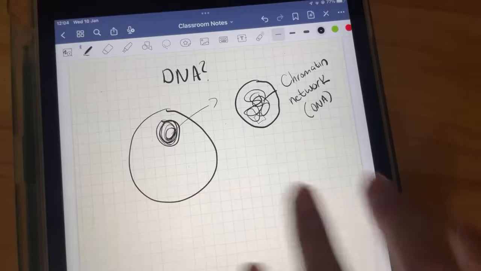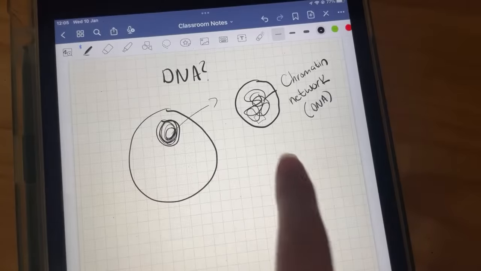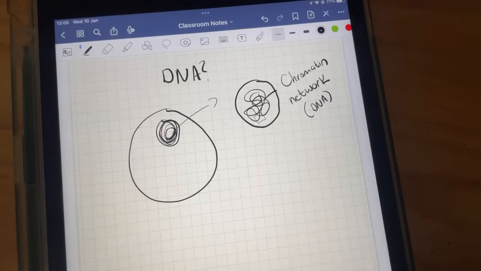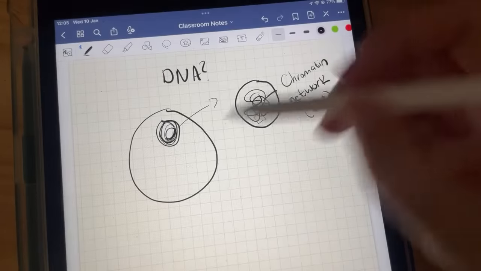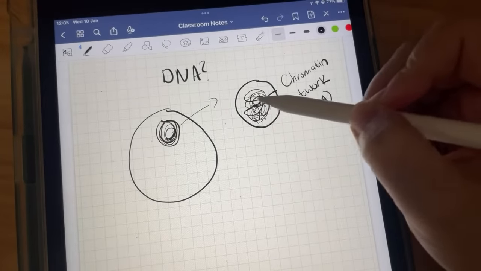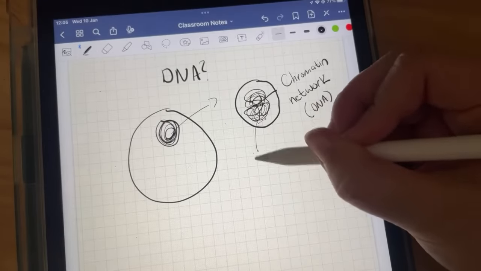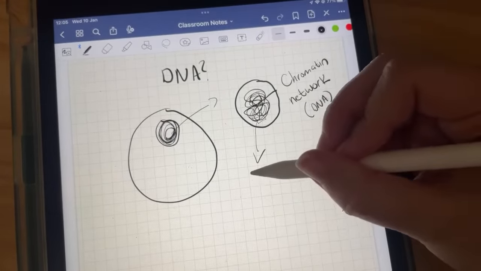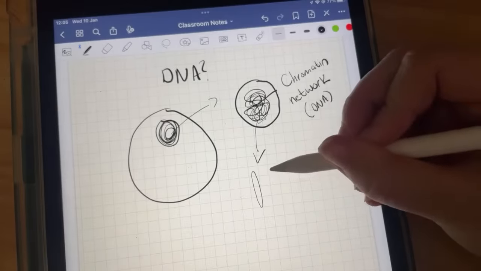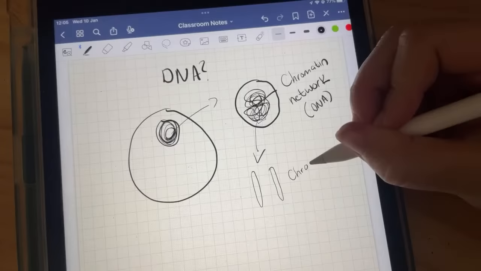But before I get to the structures of DNA and what it's made up of, I also want to clarify what exactly the chromatin network is and how it looks in different stages. Right now, this is us zooming in on the nucleus, and this is the chromatin network over here. The chromatin network can also condense, and it condenses to form these structures, which you may be familiar with. These are called chromosomes.